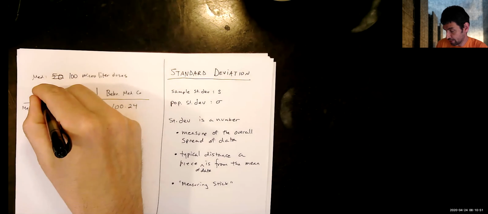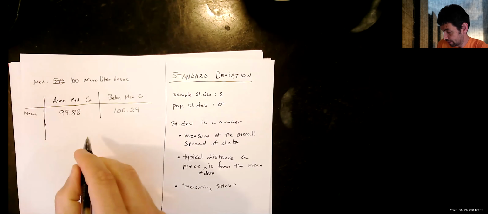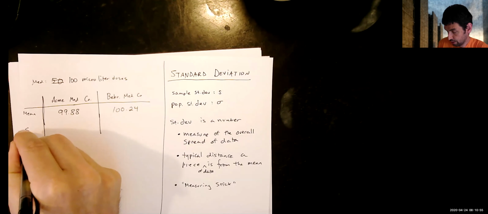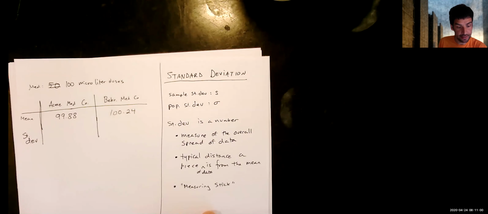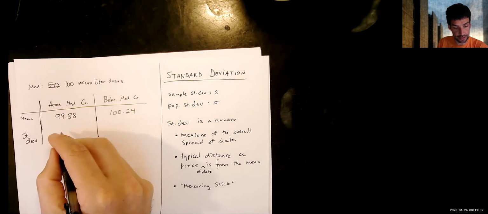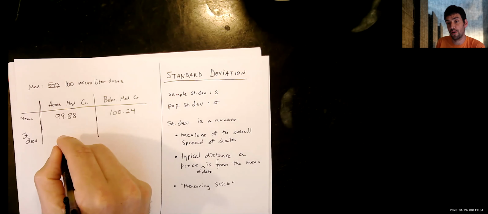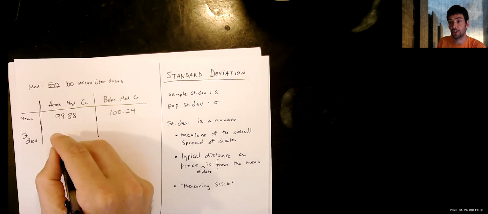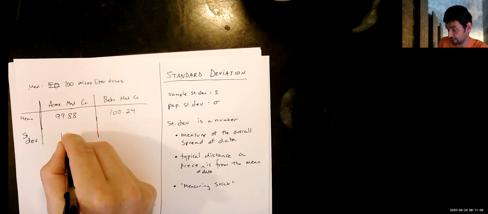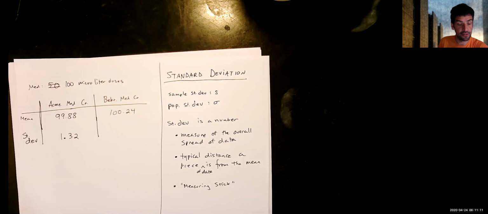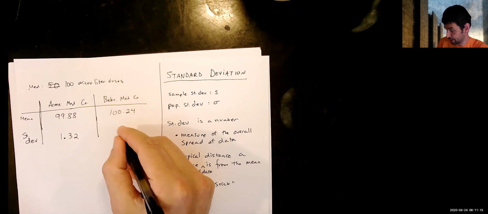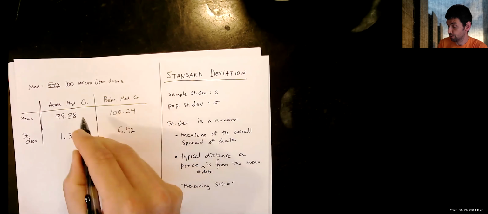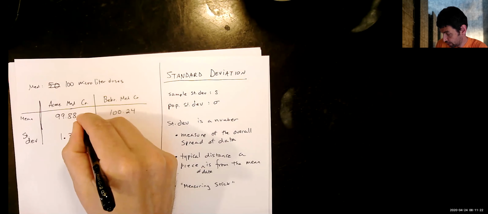But first, let's go back to this example. I computed the standard deviation for these two fictitious companies. And I've got, for Acme, remember this is the one that was much more bunched up, much closer together, less spread out, we had a standard deviation of 1.32. And for the Beaker Medical Company, it was 6.42, right? And I should also say these are all in microliters.